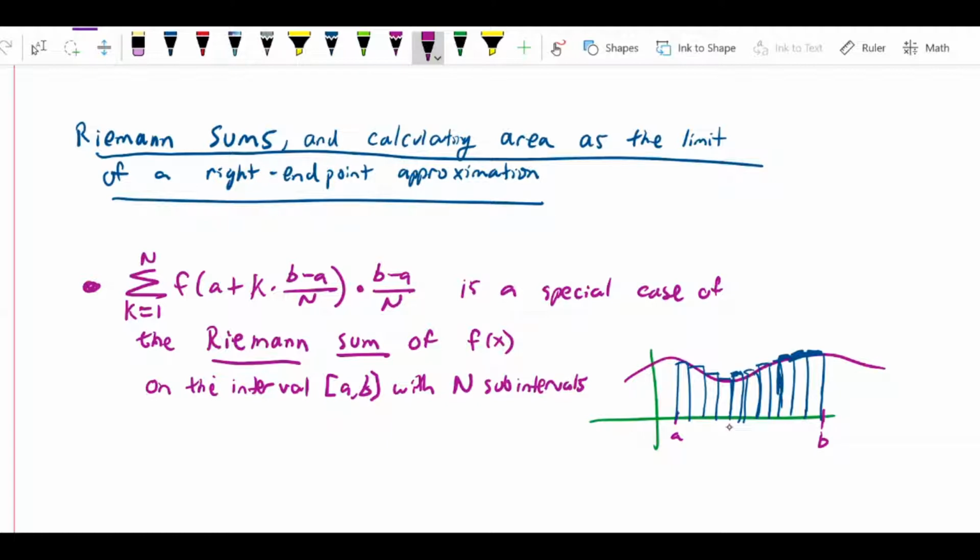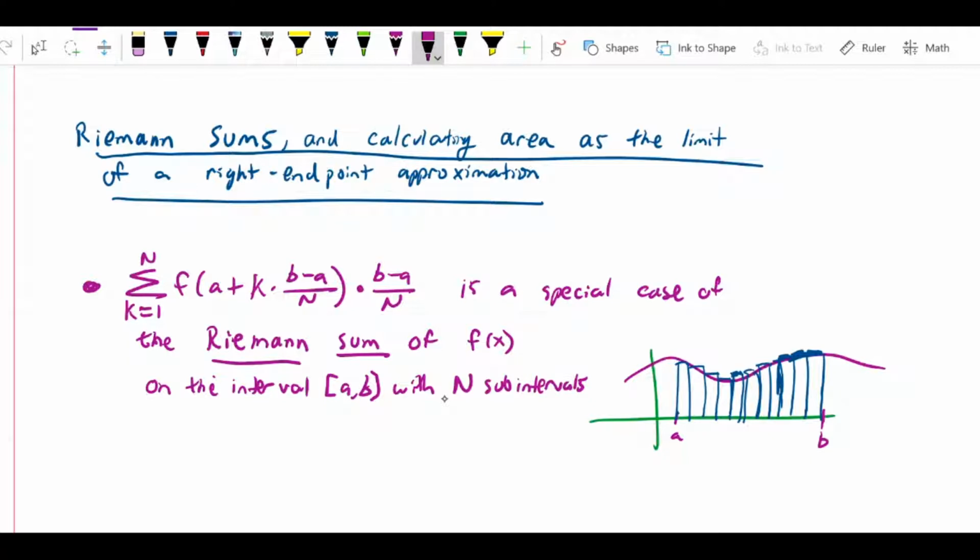You need four things really. You need a function, you need a left and right endpoint, those are two of the things, and you need n, the number of subintervals, in order to be able to talk about a Riemann sum. Now, the idea behind defining this special Riemann sum with n subintervals is that the more subintervals I have, the more accurate the approximation of area gets.